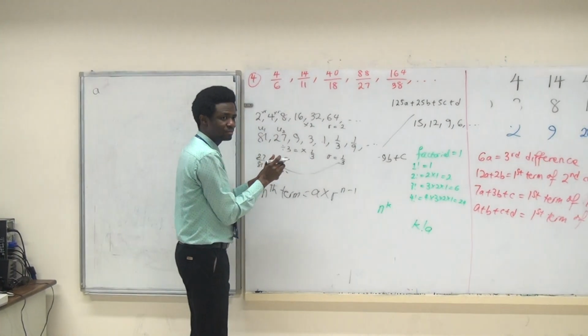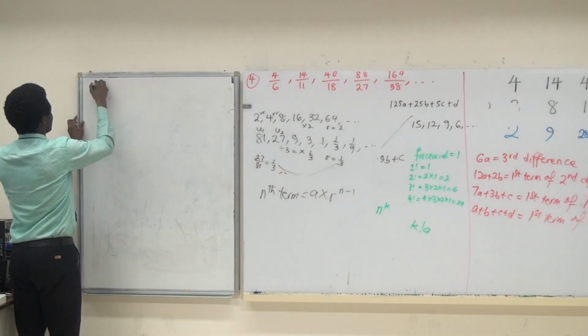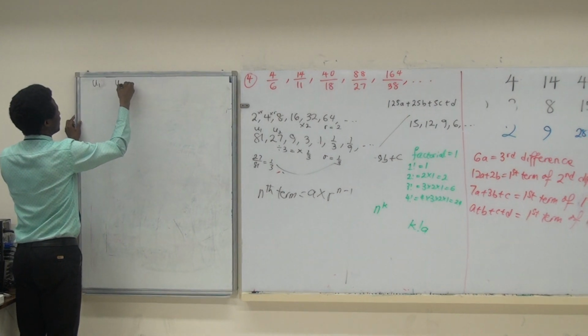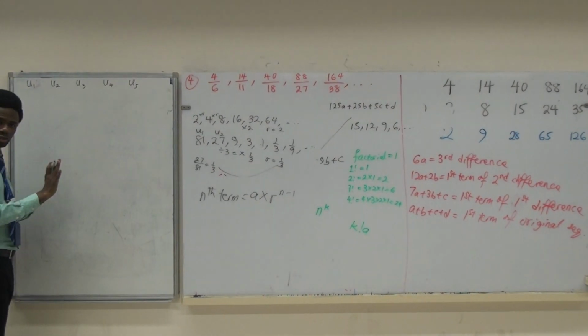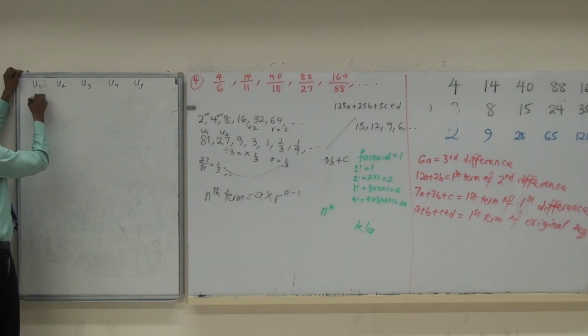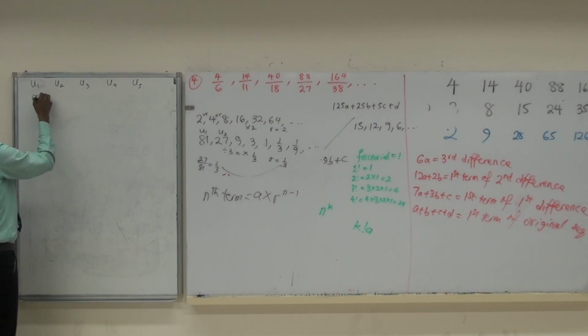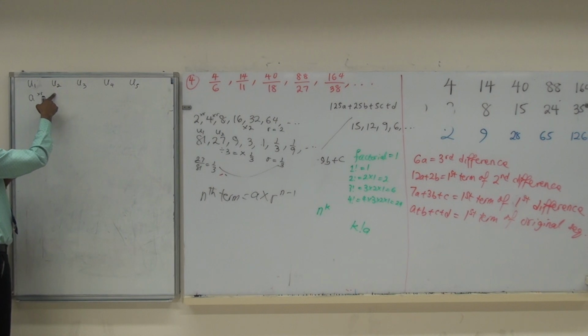Do you agree now? So, my first term, my second term, my third term, my fourth term, my fifth term. Can you see? My first term is a. I multiply by r to get my second term. So what is my second term?